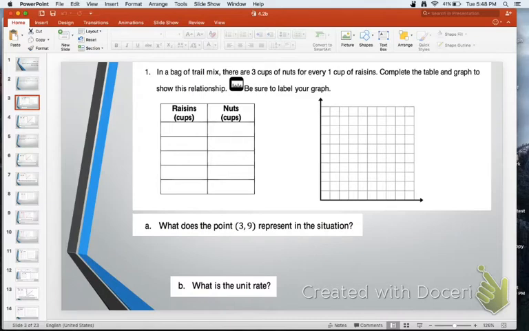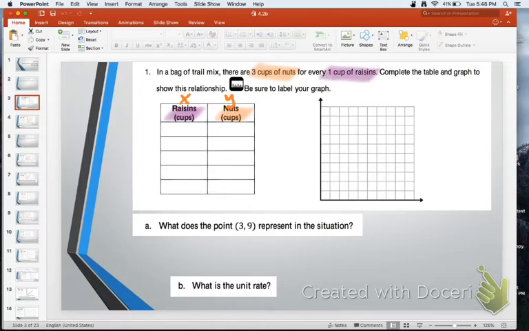I'm noticing really quickly that my table has set up on it that we have raisins in the X position and we have nuts in the Y position. So that's important, and we'll be needing to talk about that in just a minute. So for now, let's read our problem again. There are 3 cups of nuts. So I'm going to highlight 3 cups of nuts for every 1 cup of raisins.